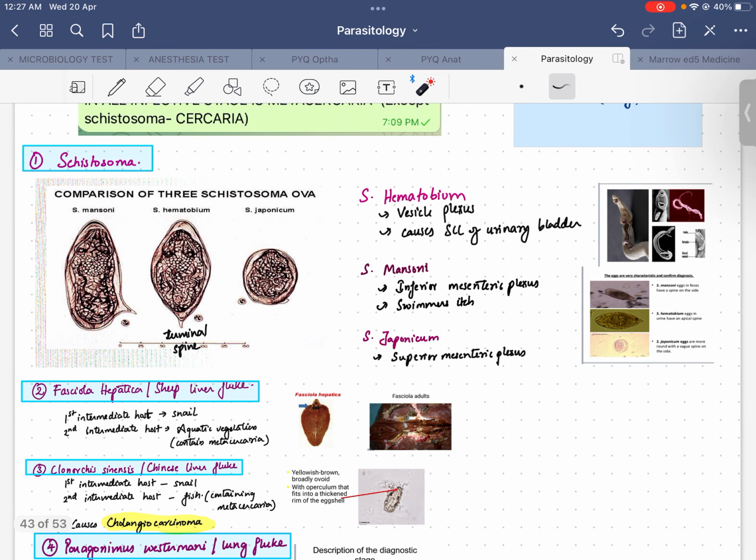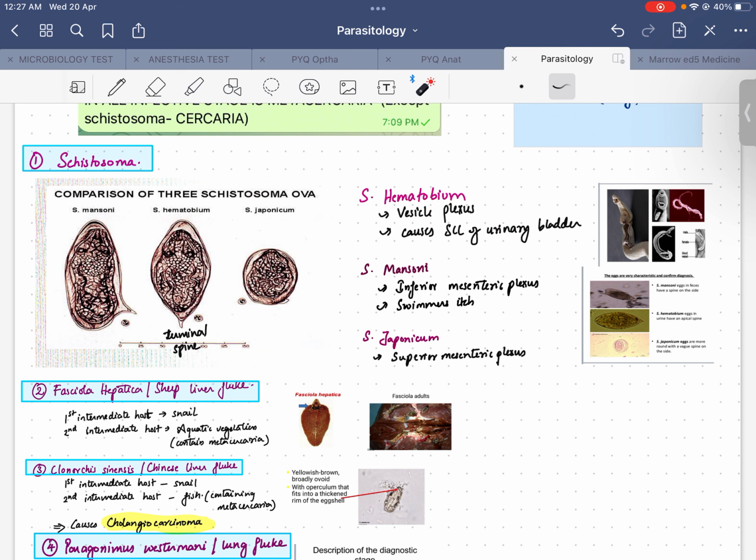So now let us look at schistosoma. There are three types: Schistosoma haematobium, mansoni, japonicum. Japonicum is present in the superior mesenteric plexus, mansoni in the inferior mesenteric plexus. Haematobium is the most important, present in the vesical plexus, that means the bladder plexus. This haematobium causes squamous cell cancer of the urinary bladder. What is the most common cancer of the urinary bladder? It is transitional cell cancer, but squamous cell cancer is caused by schistosoma.